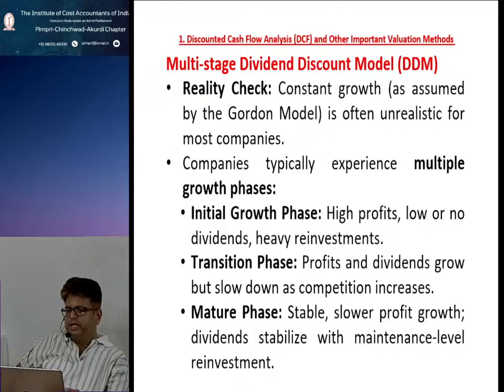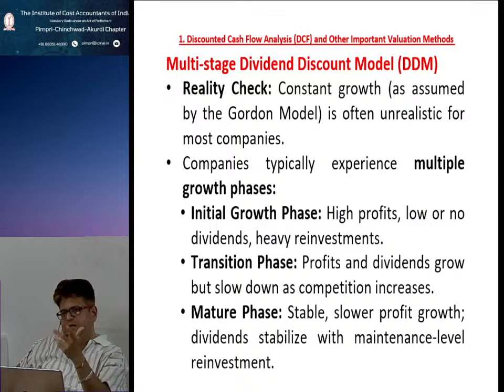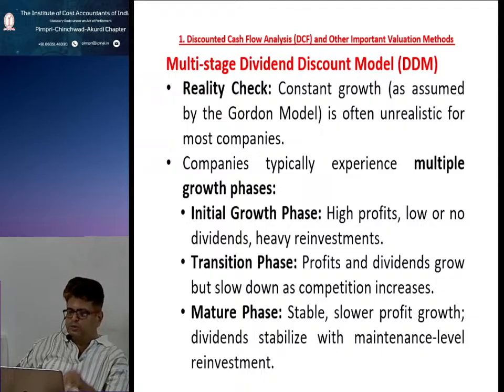Multi-stage dividend discount model, DDM, reality check: constant growth as assumed by Gordon model is often unrealistic for most companies. In such cases, multi-stage dividend discount model is applied. Companies typically experience multiple growth phases. So, initial growth phase: high profits, low or no dividends, heavy reinvestments. So in multi-stage DDM, at each stage of the business cycle, the dividend is considered in a different fashion. Transition phase: profits and dividends grow but slow down as competition increases. Mature phase: stable, slower profit growth, dividends stabilize with maintenance level reinvestments.